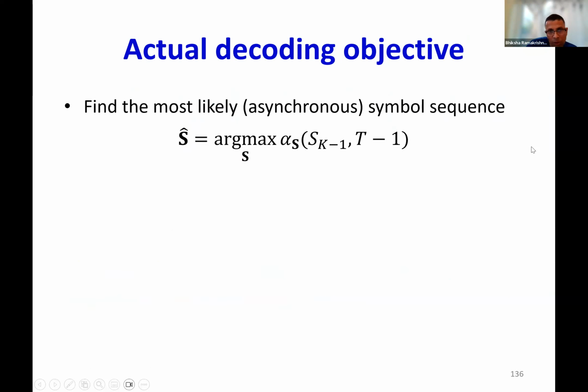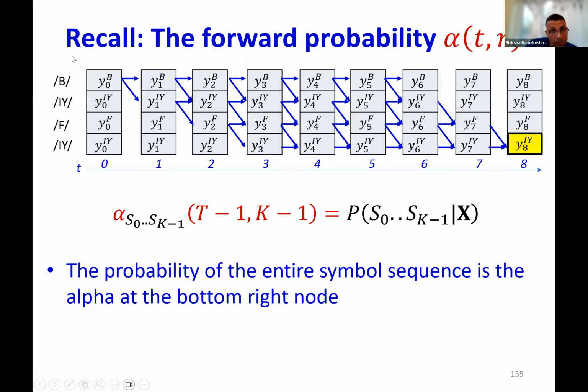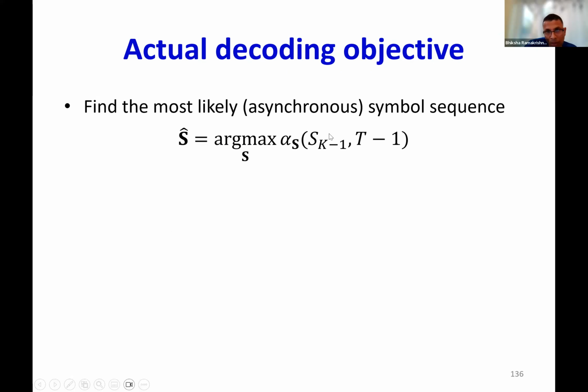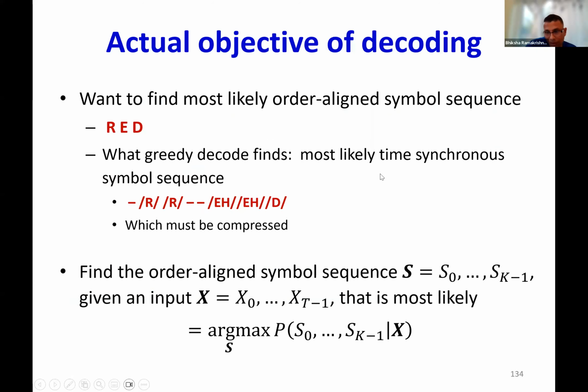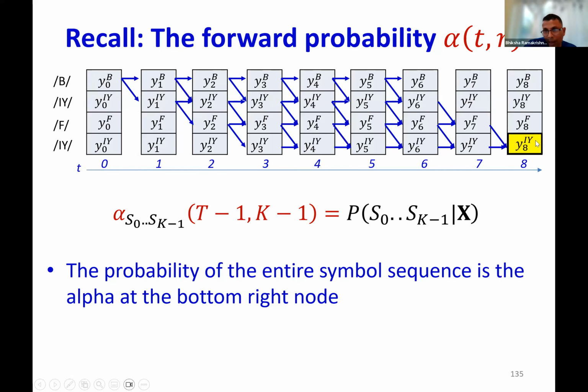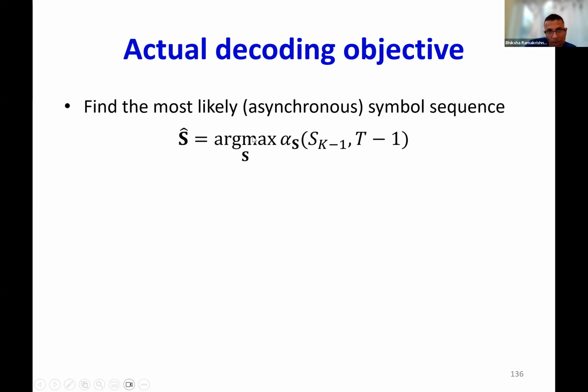So the actual decode I would be performing is this. I'd be inspecting every single possible symbol sequence, and I'd also be considering blanks, to be sure. Then I would compute the alpha at the bottom right over here and pick the symbol sequence for which that alpha term was highest.